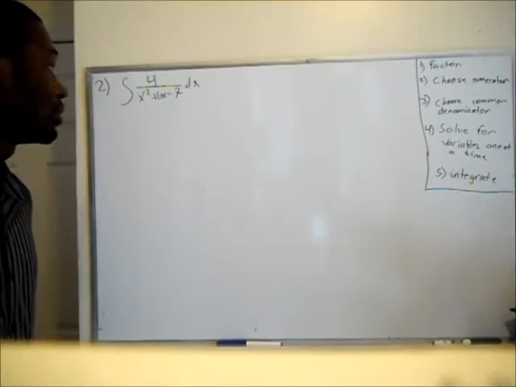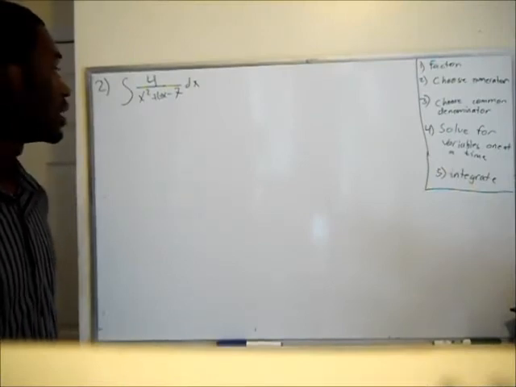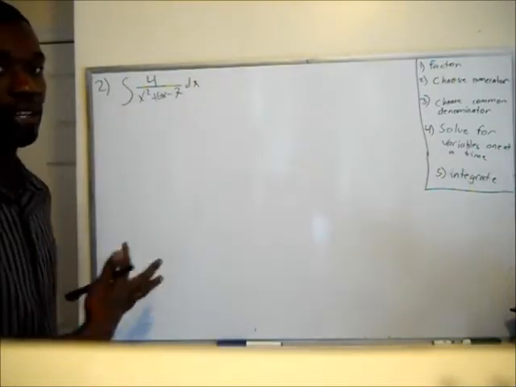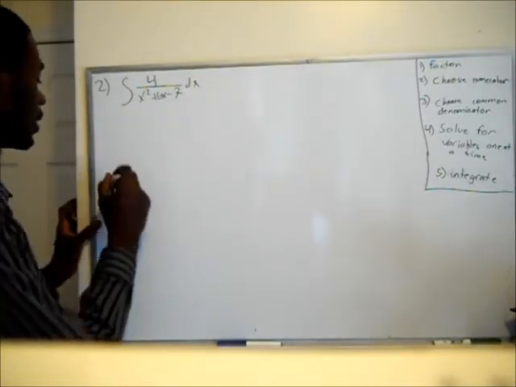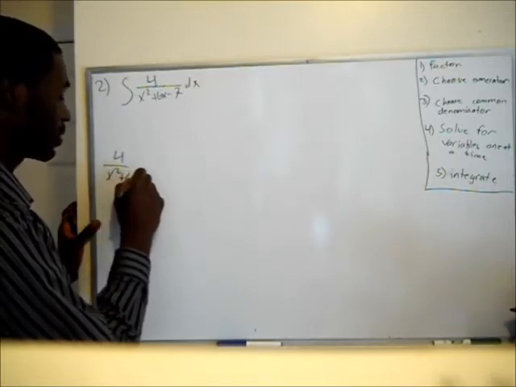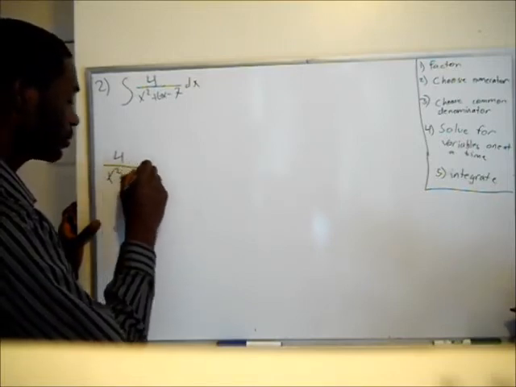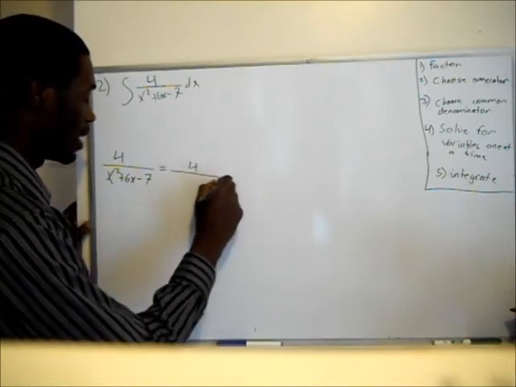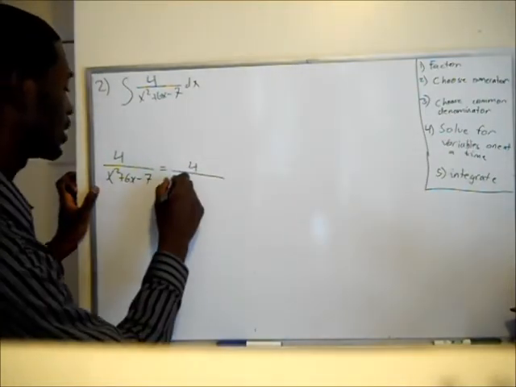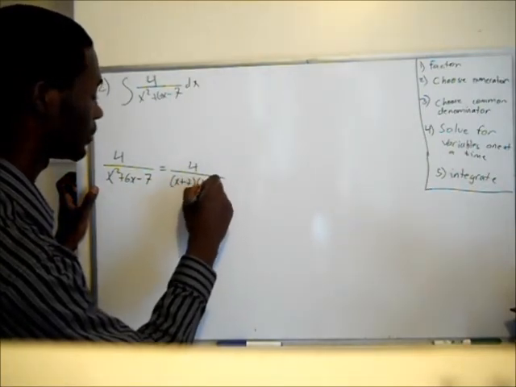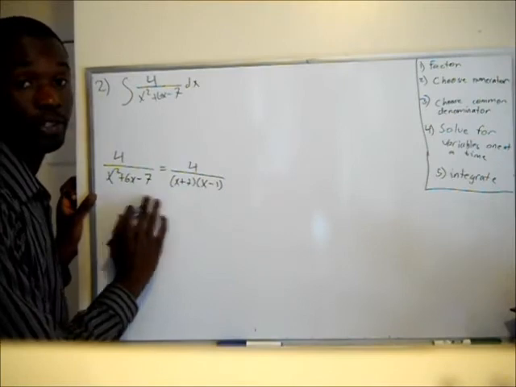Alright, so this is number 2. We already did number 1, and I first have to factor this. So I don't want to think about integrals right now, I just want to think about the fraction itself. So 4 over x squared plus 6x minus 7. I can factor that, and this is going to be x plus 7 and x minus 1. So that's what the denominator is factored.